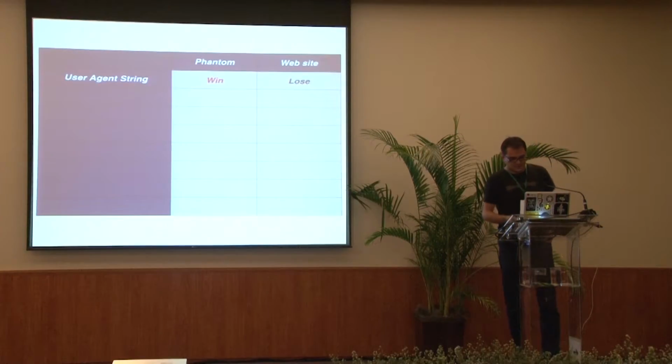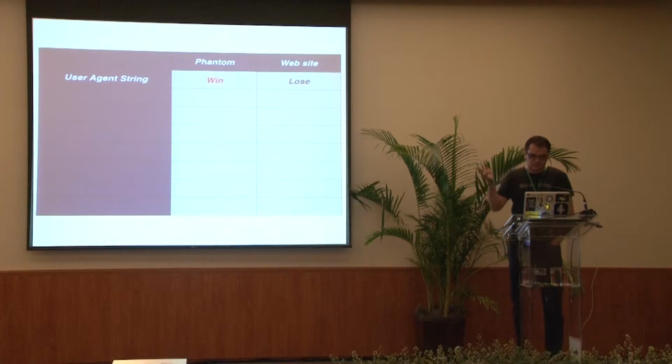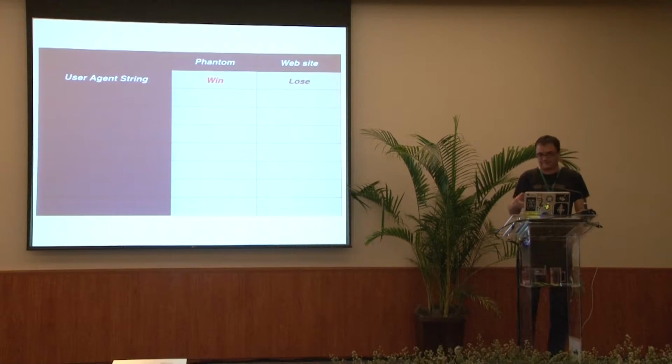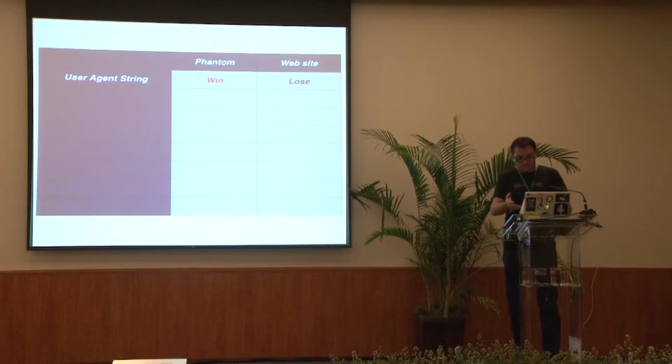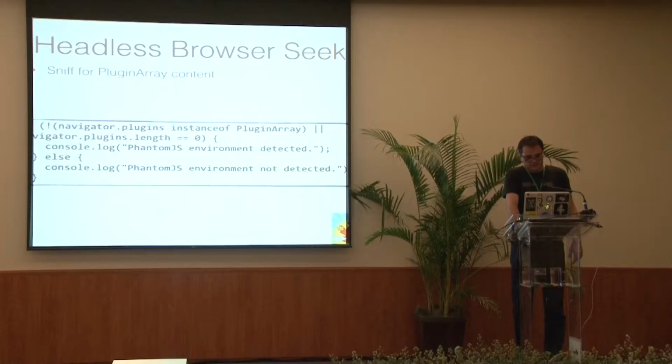And we have this sort of winning matrix, and we're going to keep track of whether each detection method is going to work or not. So user agent obviously doesn't work because PhantomJS can spoof the user agent string, so PhantomJS wins in this case. Let's see what else can be done.